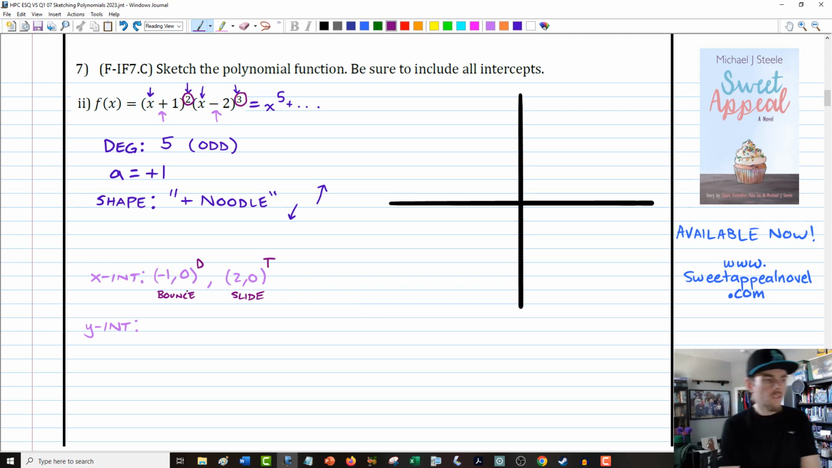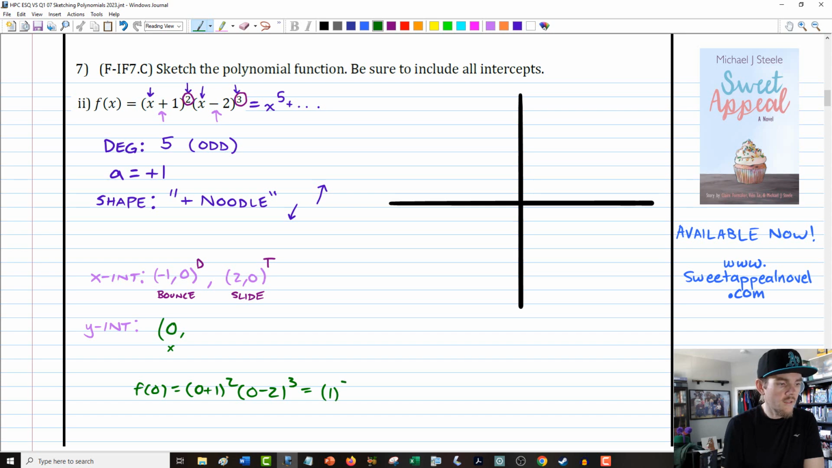So before we do that, let me just make sure we get our y-intercept correct. That is the one unique element of problem number 2. So looking in here to find our y-intercept, we're always going to plug in x equals 0. So if we do that, we're going to get, well, f of 0 is equal to 0 plus 1 squared times 0 minus 2 to the third. And if we multiply this out, we get 1 to the second times negative 2 to the third, which is negative 8. So our y-intercept is going to be down at negative 8.